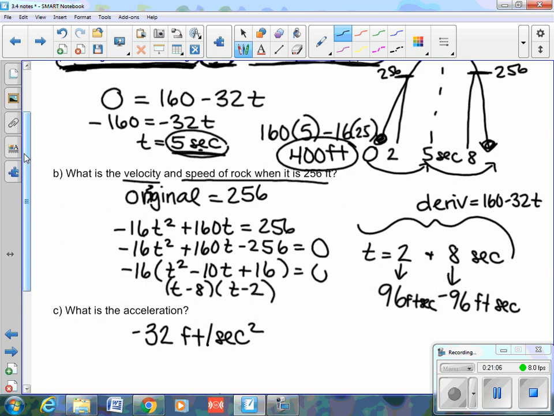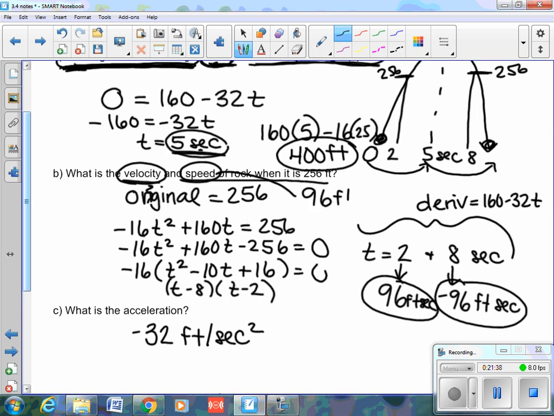But if the velocity is 96 feet per second and a negative 96 feet per second. If it's going up, it's a positive 96 feet per second. If it's going down, I told you about the gravity of Earth, it would be a negative 96 feet per second. But they're asking you to find the velocity and the speed, and remember I talked to you about the speed as absolute value. So if they ask you for the velocity, it's both of these. If they ask you for the speed, it's just going to be a positive 96 feet per second.